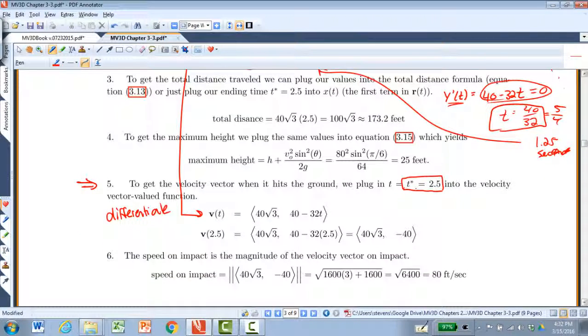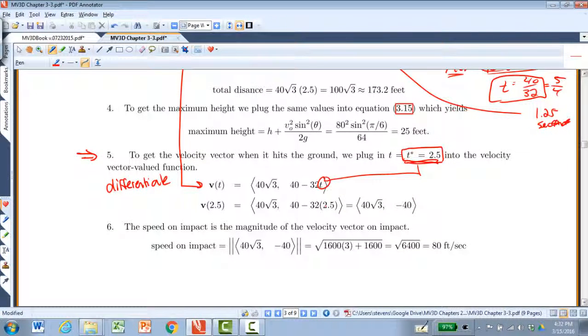I stick in 2.5, that's when it hits the ground. That goes right there. And I get 40 root 3, negative 40. When it hits, so this thing went like this and it stopped right there. This vector, 40 root 3, negative 40, looks something like this, and so my velocity vector looks like this. That's the direction, and the size of this velocity vector is the speed.